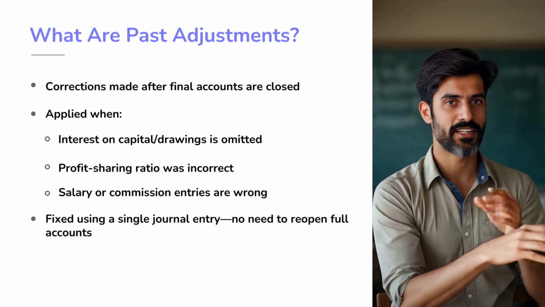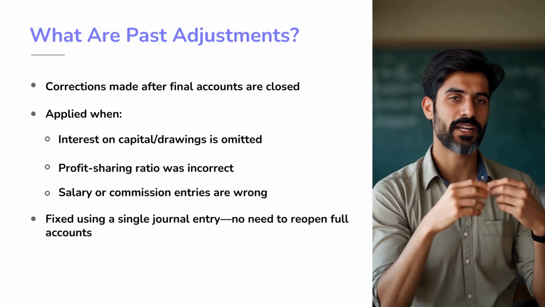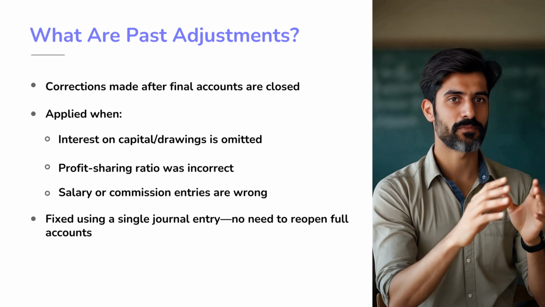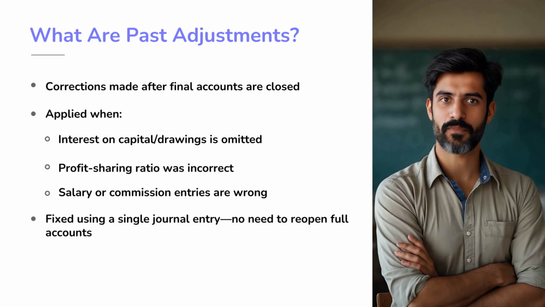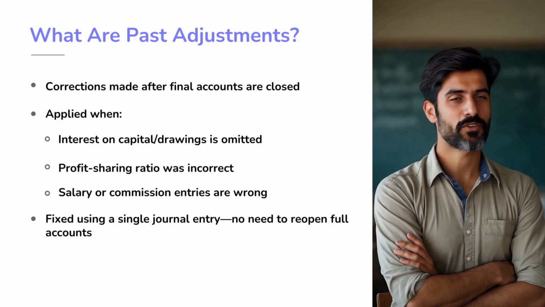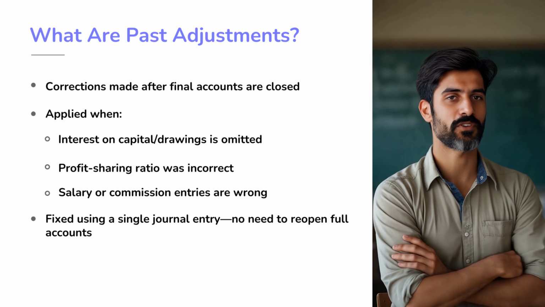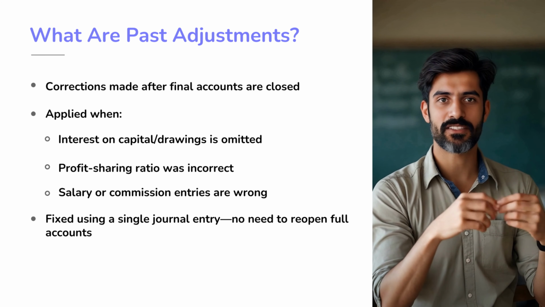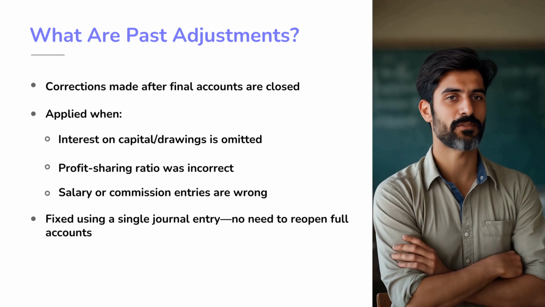They're corrections made after the final accounts are closed when you realize a mistake was made. Maybe interest on capital was left out, or a partner got more salary than they should have, or maybe profits were split using the wrong ratio. Now here's the smart part: instead of reopening all the books, we simply pass one journal entry to fix it. Think of it as quietly setting the scales right without tipping over the entire accounting system.